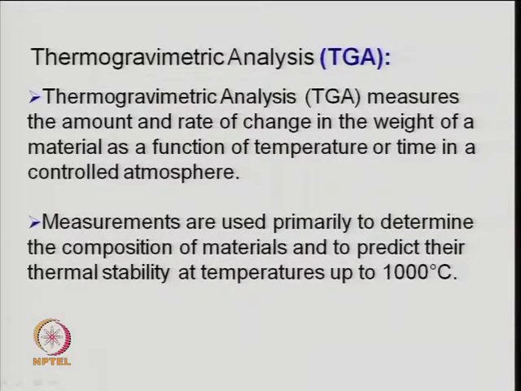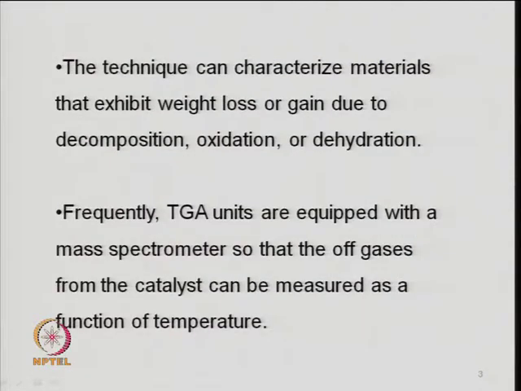But in the case of catalysis, this can be used to determine the temperature required for oxidation, the moisture present. If you want to remove the coke from the catalyst, then you can again have the heating in the stream of oxygen. So, you can get the different information. Basically you can get the weight of a material as a function of temperature or time in a controlled atmosphere, right. Measurements are used primarily to determine the composition of material and to predict their thermal stability, maybe in a temperature range up to 1000 degree, 1200. It depends on the unit or furnace which has been used for the operation.